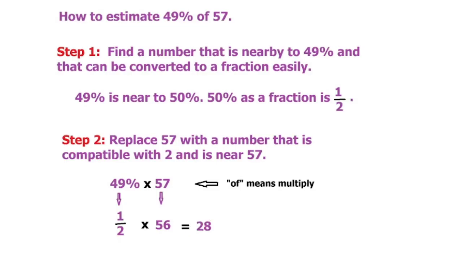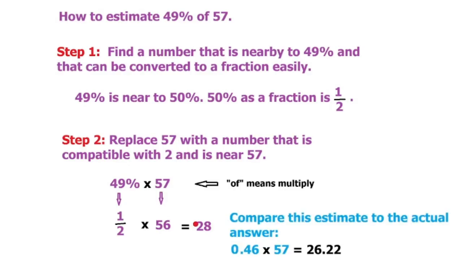So let's compare it to see how close it is to the actual answer. So if we take 0.46 and multiply it by 57, we get 26.22. That's pretty close to 28, and that's pretty close for an estimate. And that's how you do these kind of estimations to make math easier and quicker.